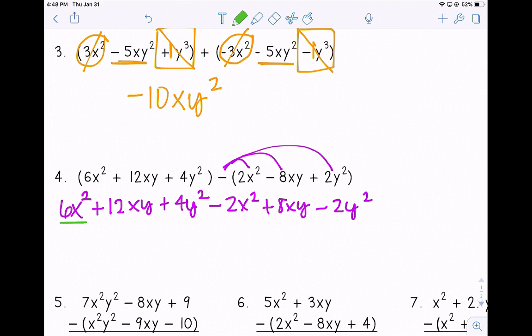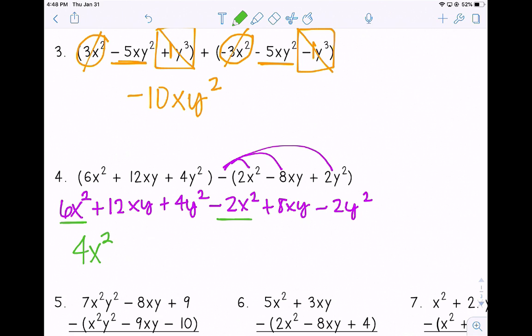So I have a 6x squared at the front. I'm going to look for any other x squared terms through here. So right here at negative 2x squared, there's another x squared term. And then I keep looking, no more x squared terms. So I'm just going to put 6x squared minus 2x squared. So 6 minus 2 would give us 4x squared. We keep the same variable and exponent.